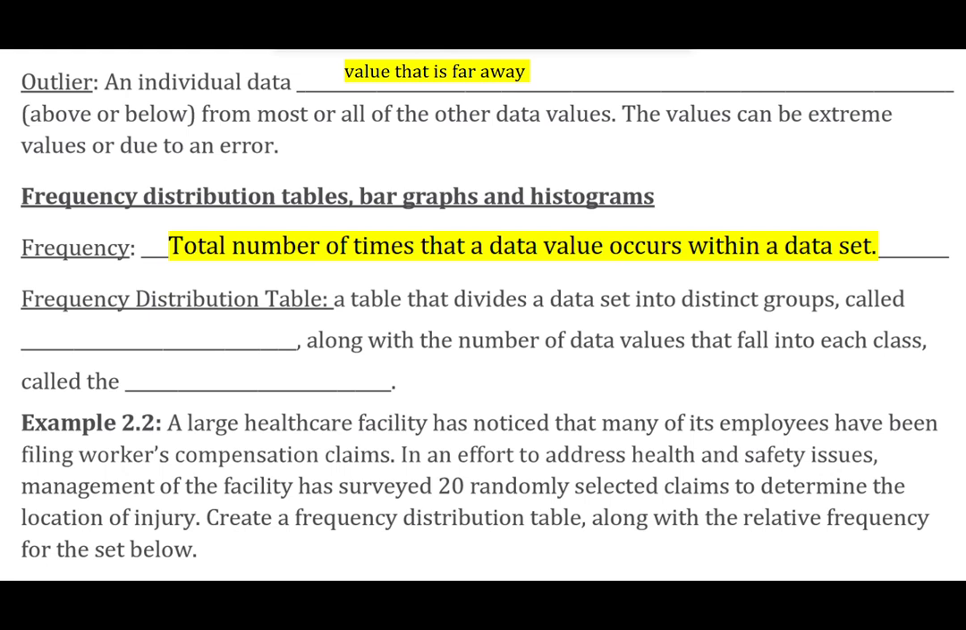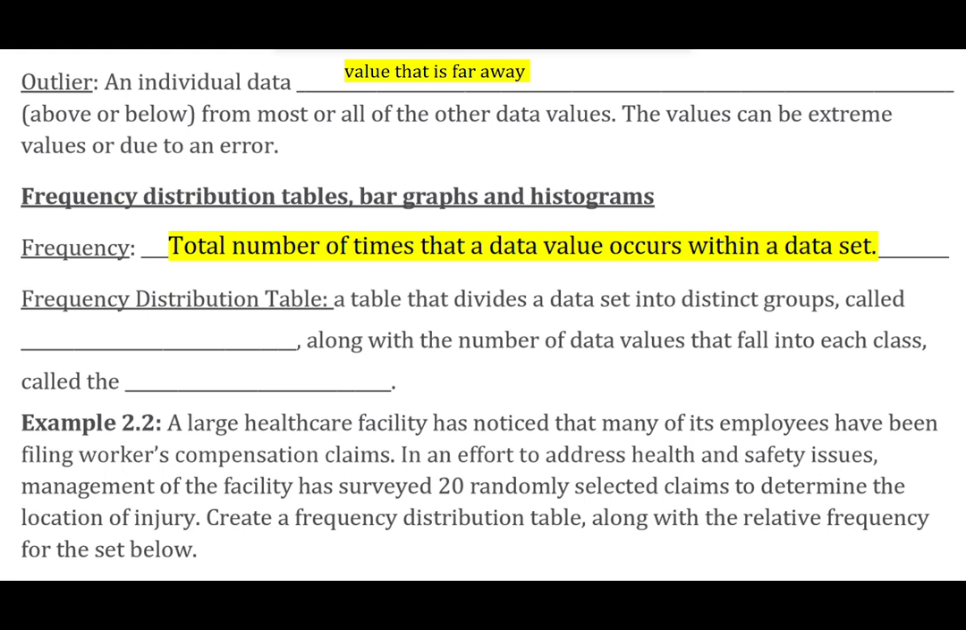All right, into frequency distribution tables, bar graphs, and histograms. Frequency distribution tables can be applied to both categorical and numerical variables. Basically, a frequency distribution table is just an organization of the data values and their frequency, or the number of times they occur. So let's start with the definition for frequency. This is the total number of times that a data value occurs within a data set.